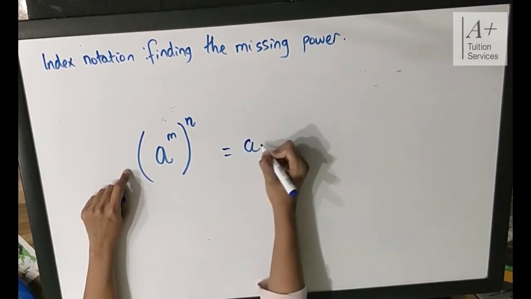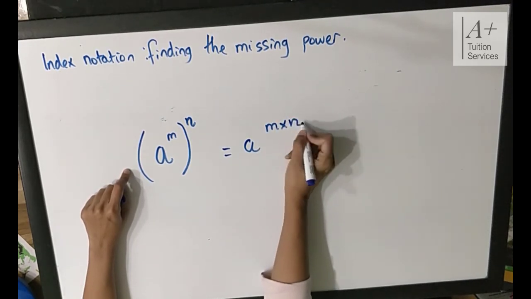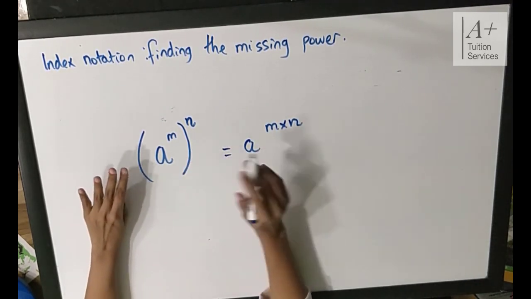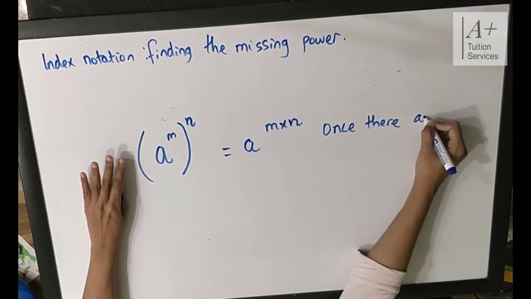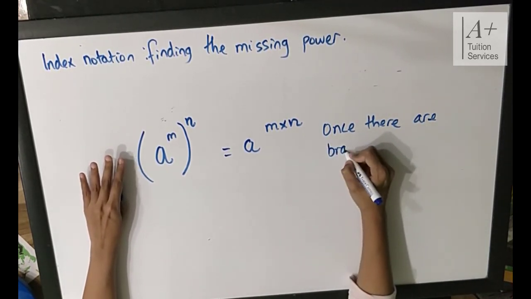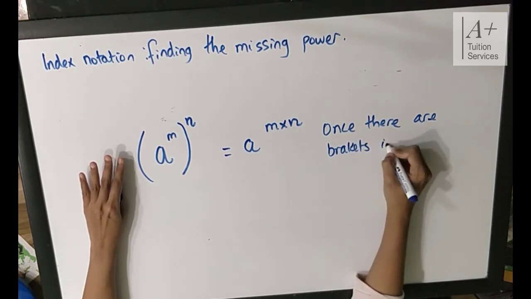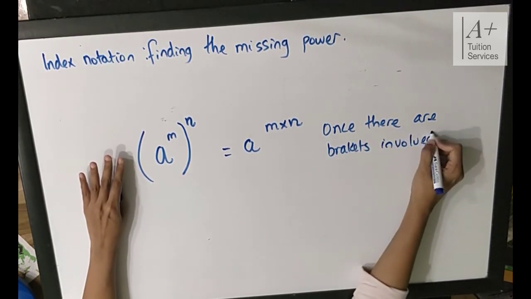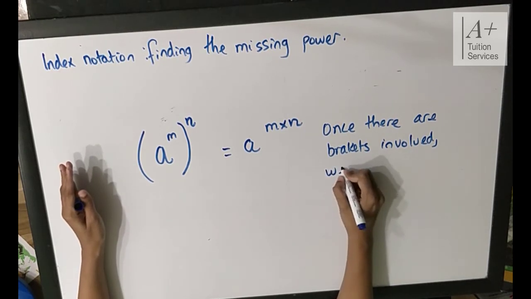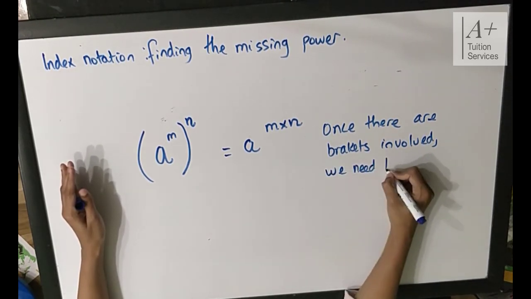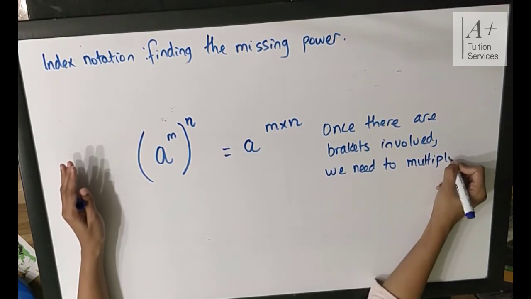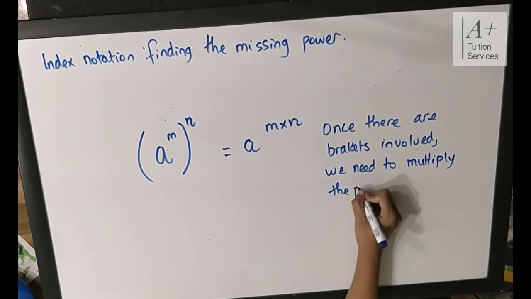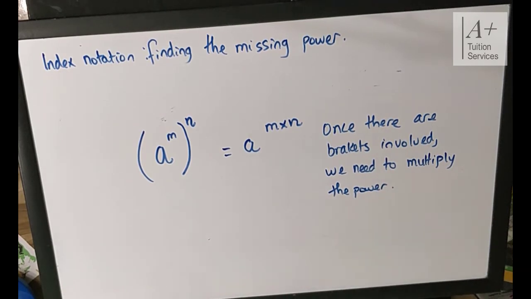This means a to the power of m multiplied by n. So once we have brackets involved, we need to multiply the powers, okay? So let's look at some examples.